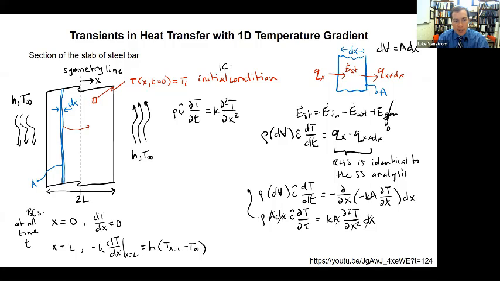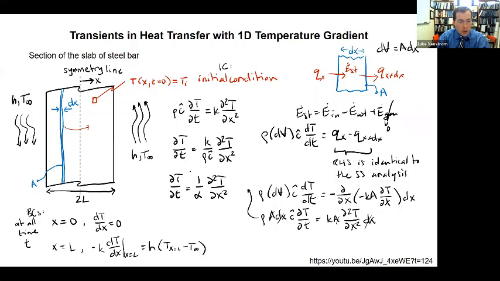And a lot of times what's done is we put the time derivative by itself. So we put the time derivative by itself: dT/dt is k over rho c times the second partial of T with respect to x squared. And this collection of variables, k over rho c, is given a new name, okay? So what you'll see in your book is dT/dt equals alpha times d squared T/dx squared. So this is our governing differential equation.